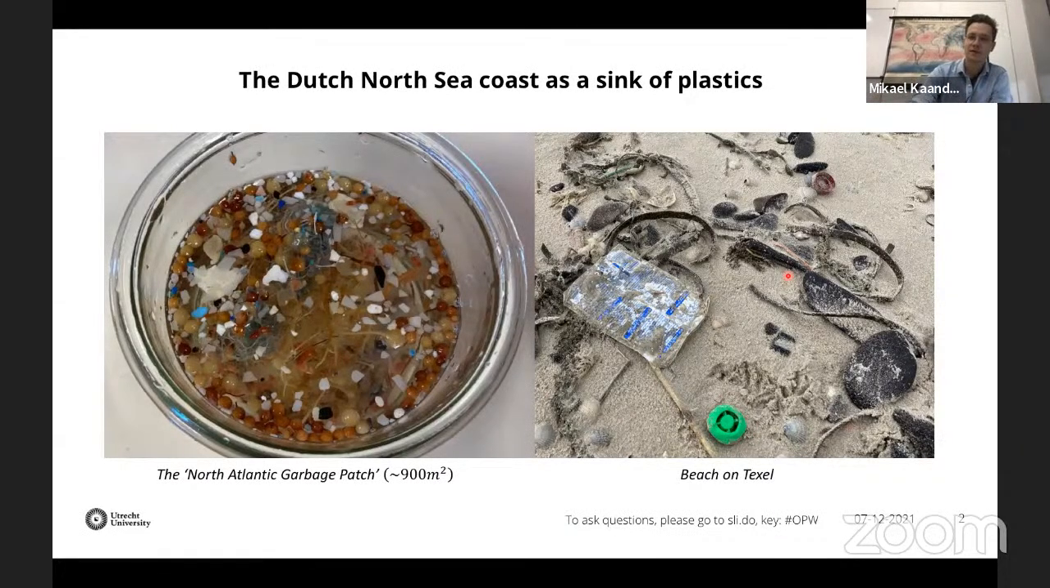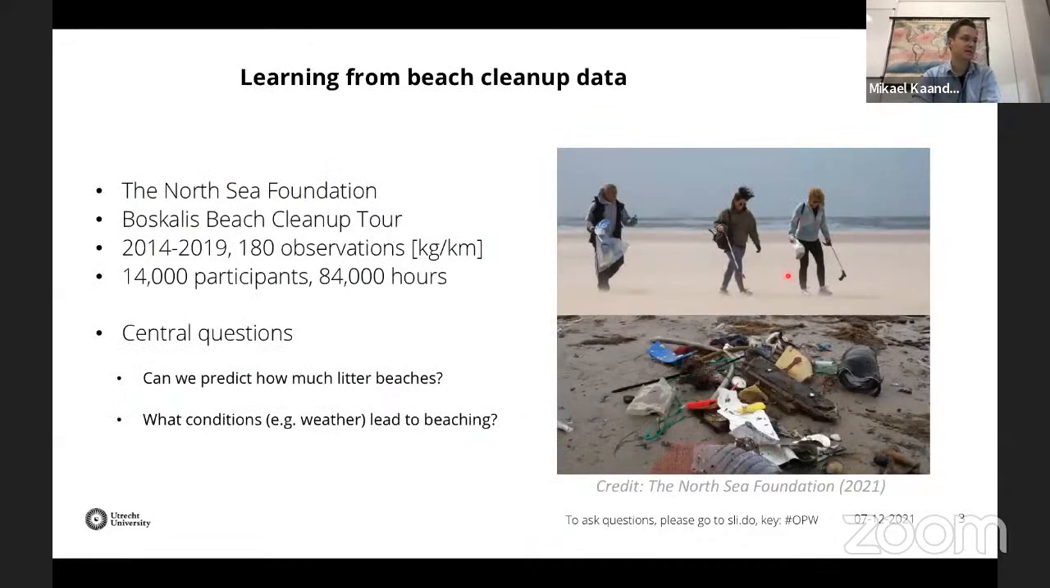So that's what we wanted to investigate for the Netherlands in this case. So what we did is we teamed up with Stichting de Noordzee, or the North Sea Foundation. And what they do is they organize this Boskalis beach cleanup tour every year. So between 2014 and 19, they organized these tours about 180 times.